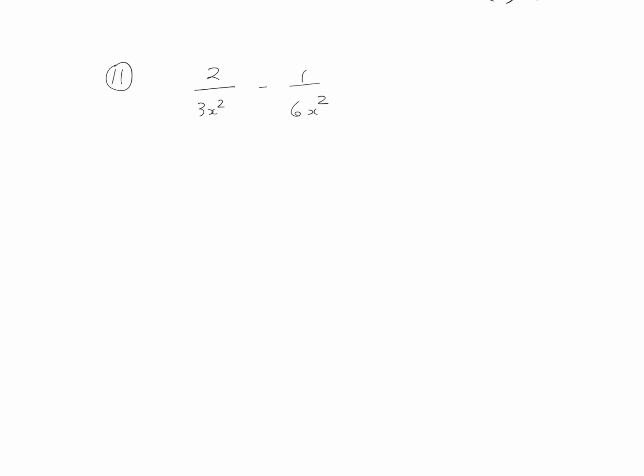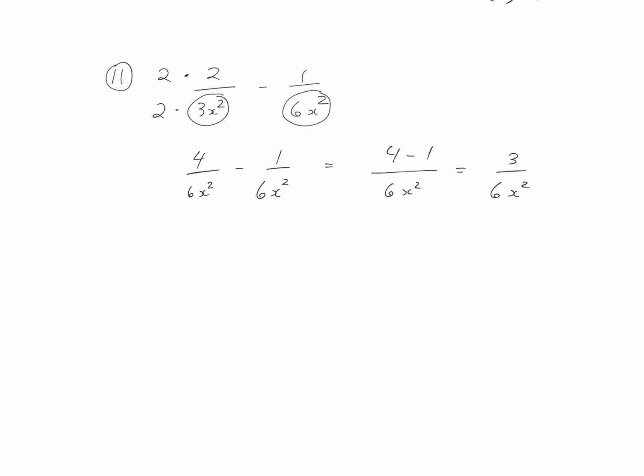So to add these up, we need the denominators to be the same. It looks like I can turn this denominator into this one by simply multiplying it by 2. If I multiply the denominator by 2, I must also multiply the numerator by 2, and I get 4 over 6x squared minus 1 over 6x squared, which equals 4 minus 1 over 6x squared, which is 3 over 6x squared. Then 3 divided by 3 is 1, 6 divided by 3 is 2, and I end up with 1 over 2x squared, and that is D.